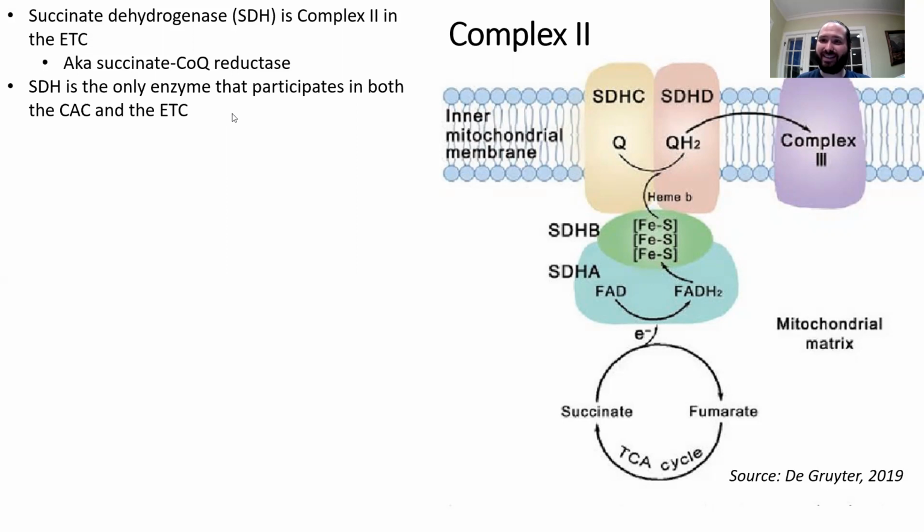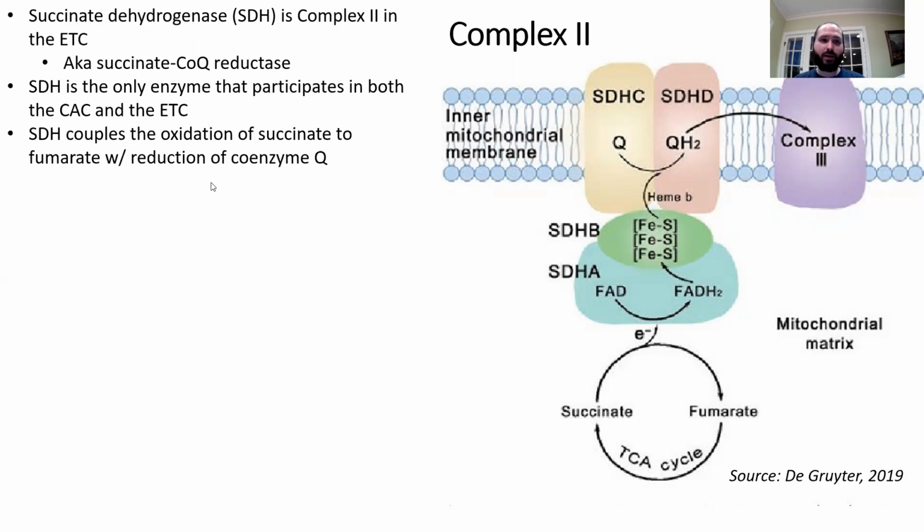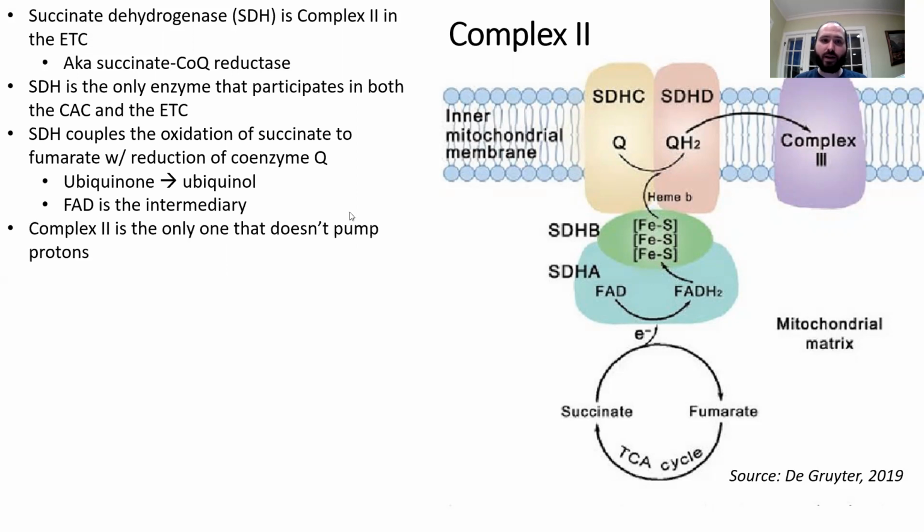It is the only enzyme that participates in both the citric acid cycle and the electron transport chain. As we said, it couples the oxidation of succinate to fumarate with the reduction of coenzyme Q, ubiquinone going to ubiquinol. FAD is the intermediary. And it's the only complex that doesn't pump protons. So we're not getting any additional proton gradient here. This is just to get the electrons into the chain.